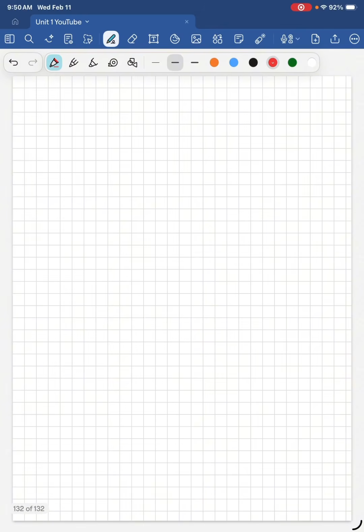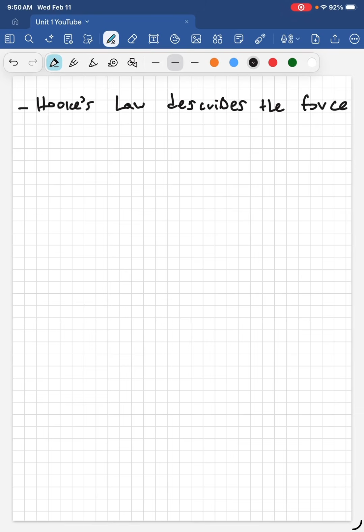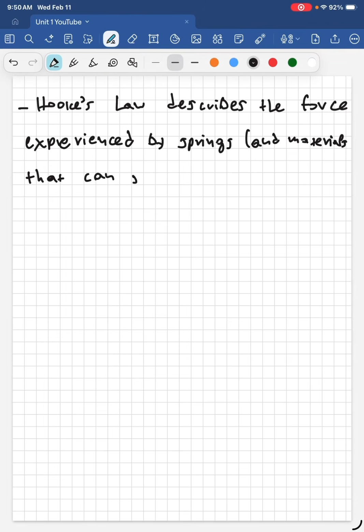So let's start with Hooke's law. Hooke's law describes the force experienced by springs and materials that can stretch and then return to their original position.